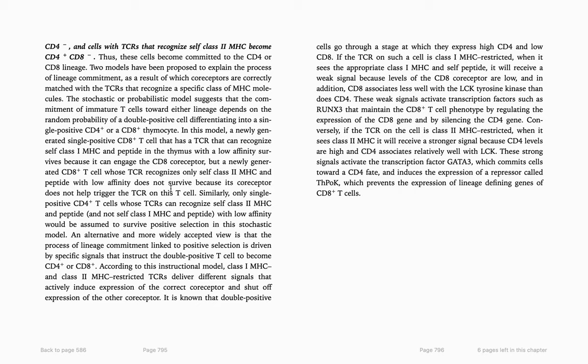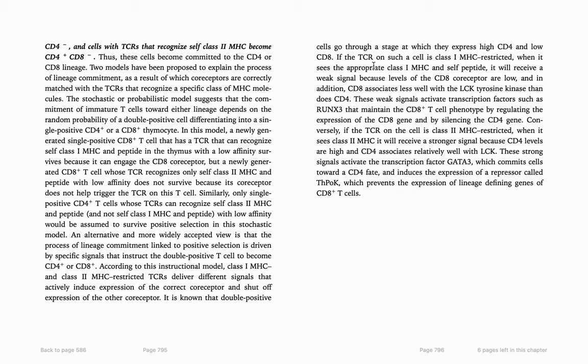is driven by specific signals that instruct the double positive cell to become CD4 or CD8. According to this instructional model, class 1 MHC molecule restricted and class 2 MHC molecule restricted T cells deliver different signals that actively induce expression of the correct co-receptor and shut off expression of the other co-receptor. It is known that double positive cells go through a stage at which they express high CD4 and low CD8.